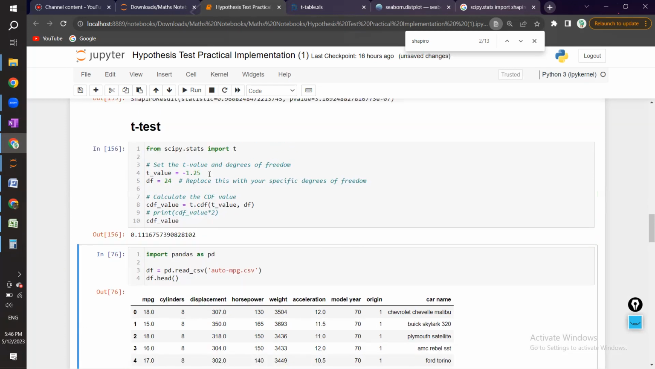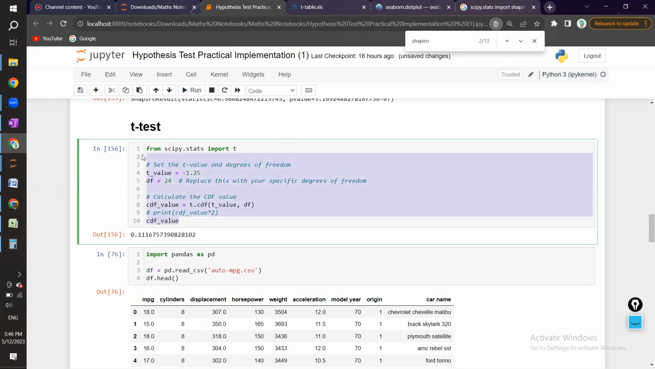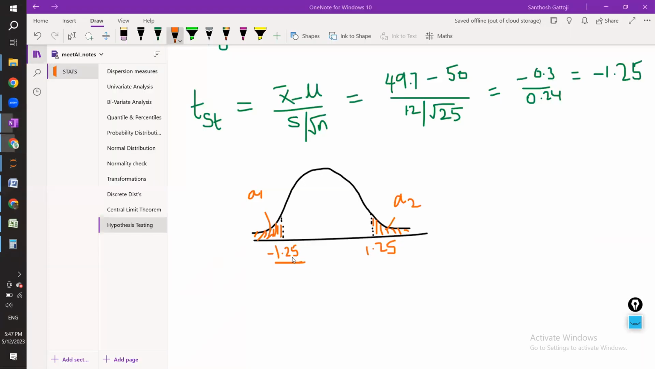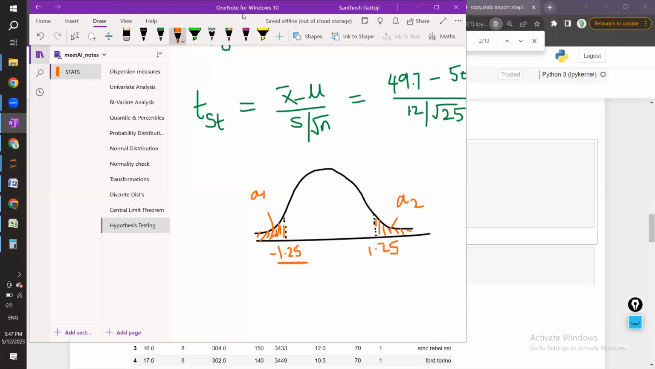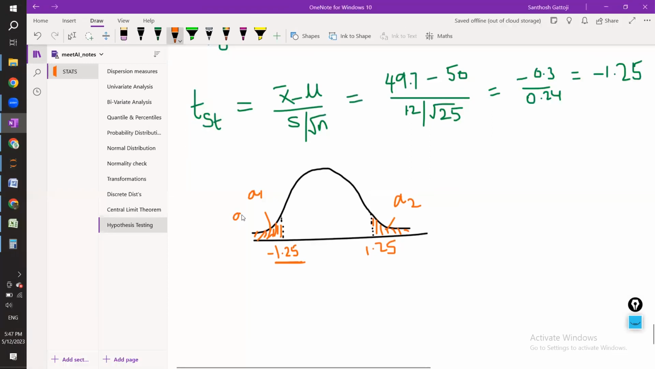Is this clear, guys? Just pass your t statistic value and the degrees of freedom to t.cdf, and you get the CDF value. That is the area. That means wherever you have minus 1.25, less than or equal to this value, this much area is occupied. Similarly, on this side it will be 1.25. So how much is the area? 0.11. So this is 0.11 and this is also 0.11. So the total area, the p value, will be A1 plus A2.